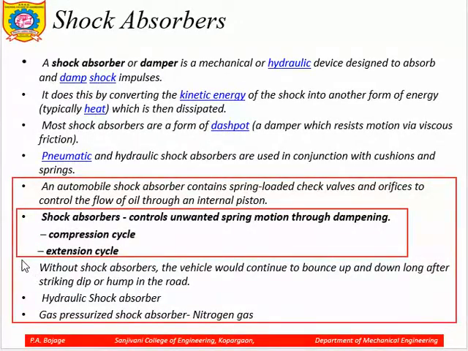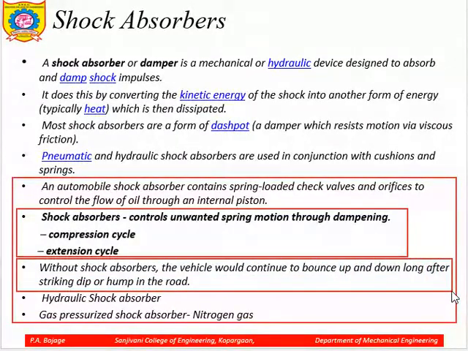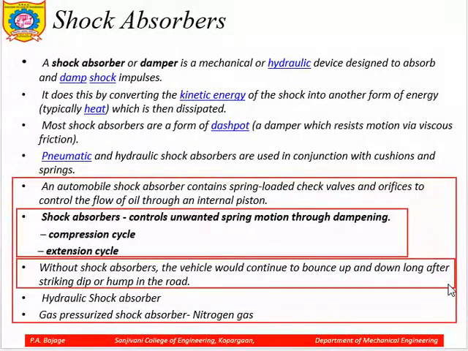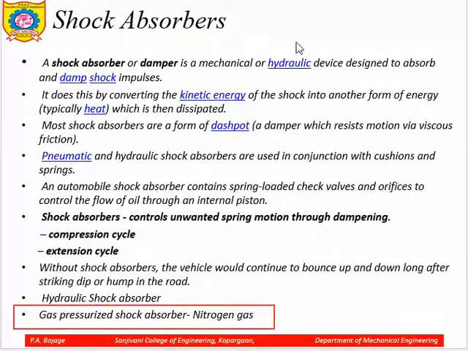Without shock absorbers, the vehicles would continue to bounce up and down for longer after striking the bump of the road. It will keep on oscillating, and the function of the shock absorber is to absorb the shock and damp the unwanted vibrations. Gas pressurized shock absorbers generally use nitrogen gas filled in them.